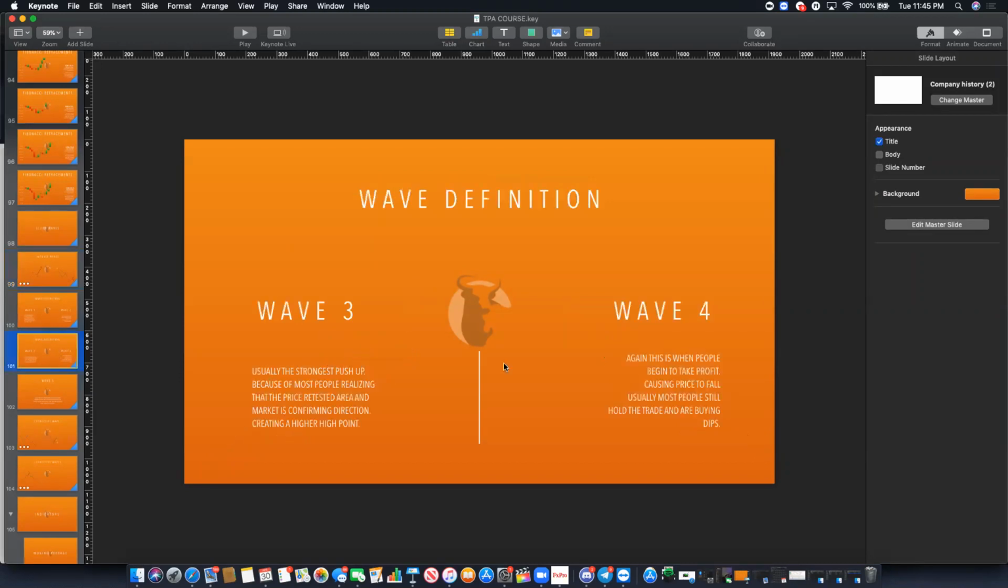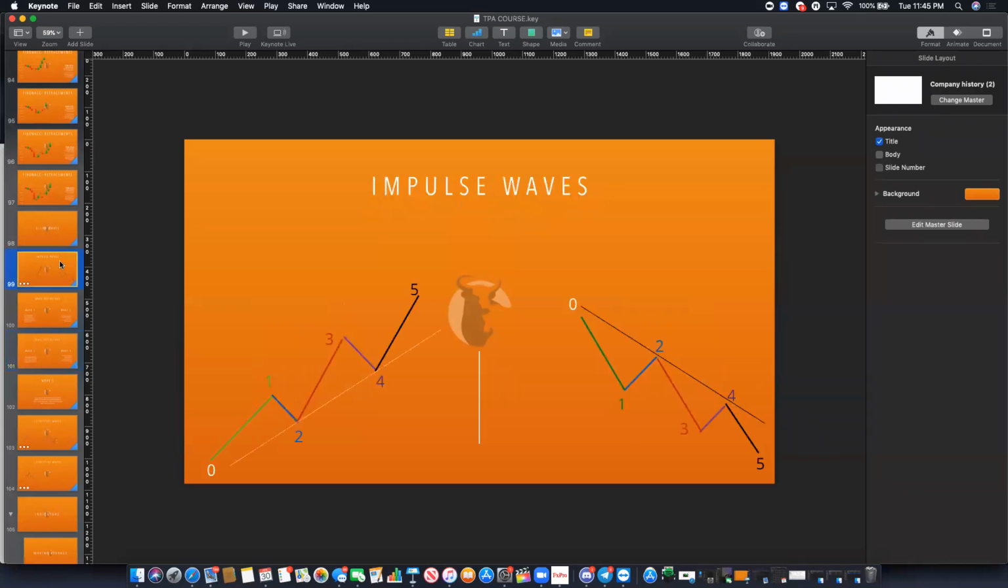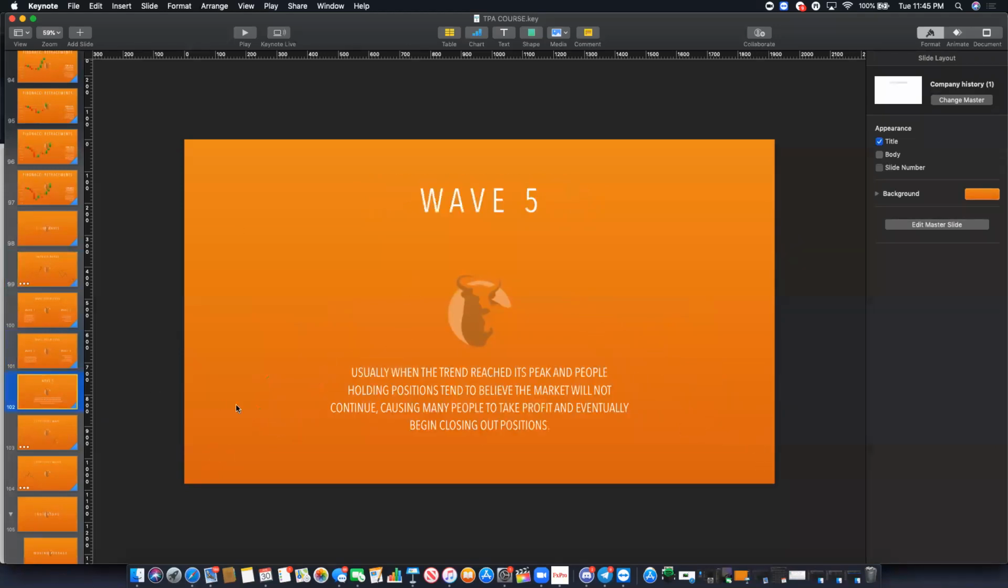So same thing. Again, this is when people start to take profit, causing the price to fall, right? Some people will still hold that trade, and they're just buying the retest, because a retest confirms that breakout. So that means that there's another push to the upside coming. This is when the market usually reaches its peak.